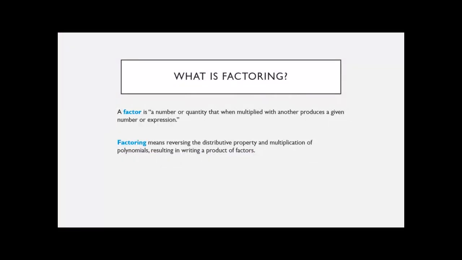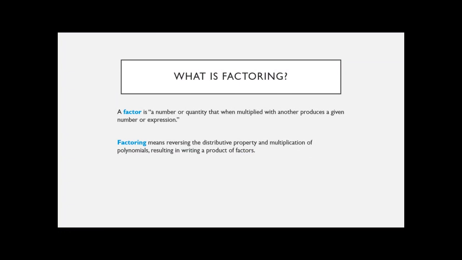So what exactly is factoring? We have to look at what the word factor means. A factor is a number or quantity that when it's multiplied with another number or quantity, like 2 times 8, it gives you something else, basically. 2 times 8 gives you 16. So 2 and 8 are considered factors of 16 because they multiply to get to that larger number.